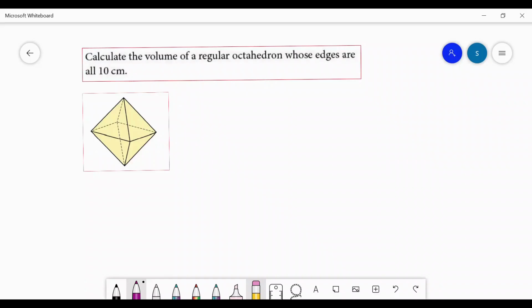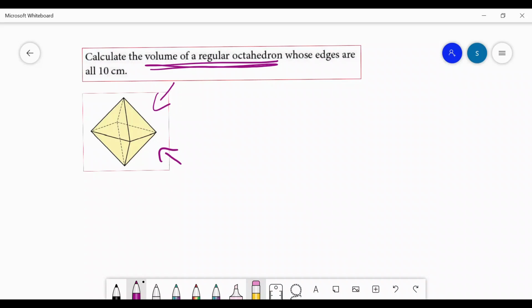Alright, so now we calculate the volume of a regular octahedron whose edges are all 10 centimeters. If you look at this diagram, you will realize that an octahedron is basically two square base pyramids, one on top of the other. So to find the volume of the octahedron, you're just going to take the volume of a square base pyramid and multiply it by 2. That's how you get the answer. Easy, right? Not really.